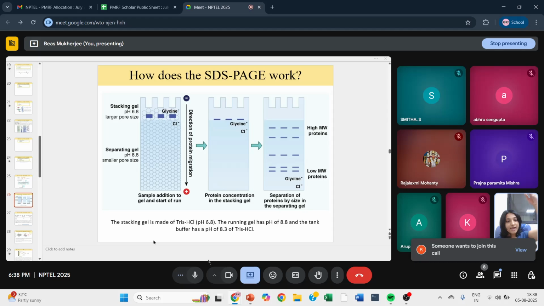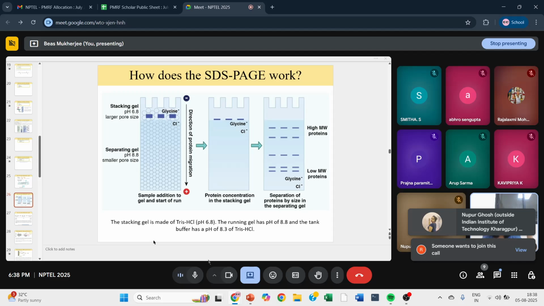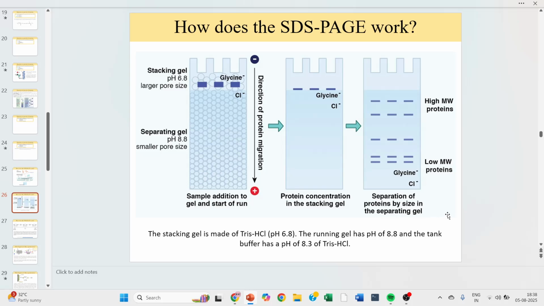Then what happens? As it migrates, it goes into the resolving gel with pH 8.8. Here what happens? The charge on the glycine changes, right? Charge on the glycine changes, and now the protein runs behind, glycine runs faster, and chloride is the fastest. Now how does that happen? Let us look at the next slide.